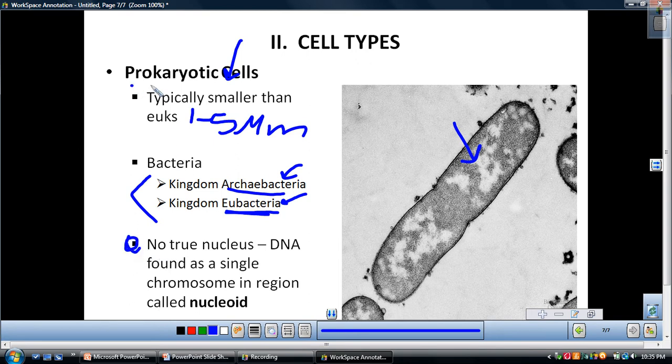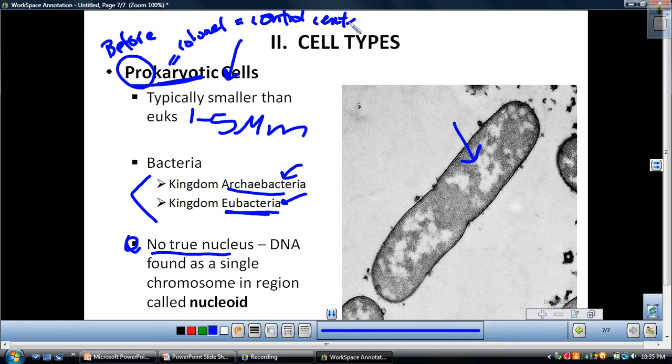Remember, bacteria, all prokaryotes, have no true nucleus. In fact, the word pro means before. And if you put the word before by the word karyon, which means kernel, which is like a colonel in an army, that means before a kernel was present, that kernel is that control center. Okay, control center. So before that control center was present, that's what a prokaryote is. No true nucleus, no membrane-bound organelles.